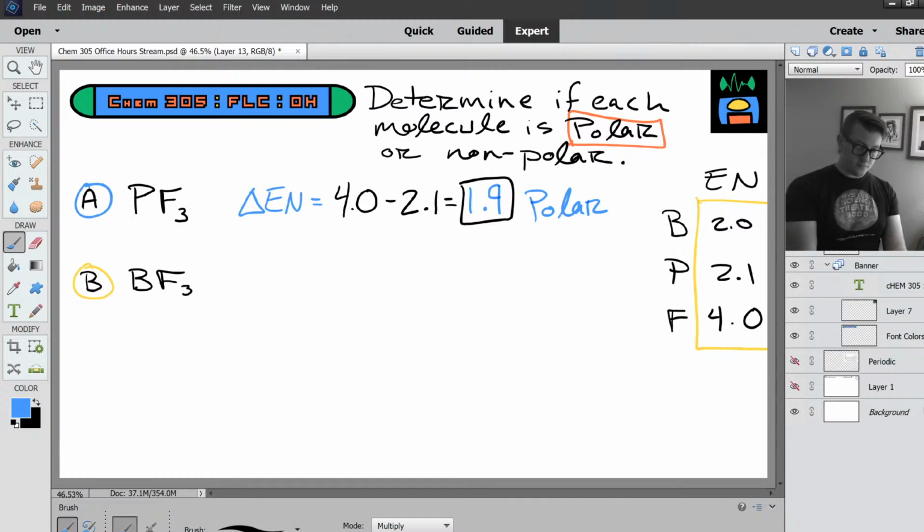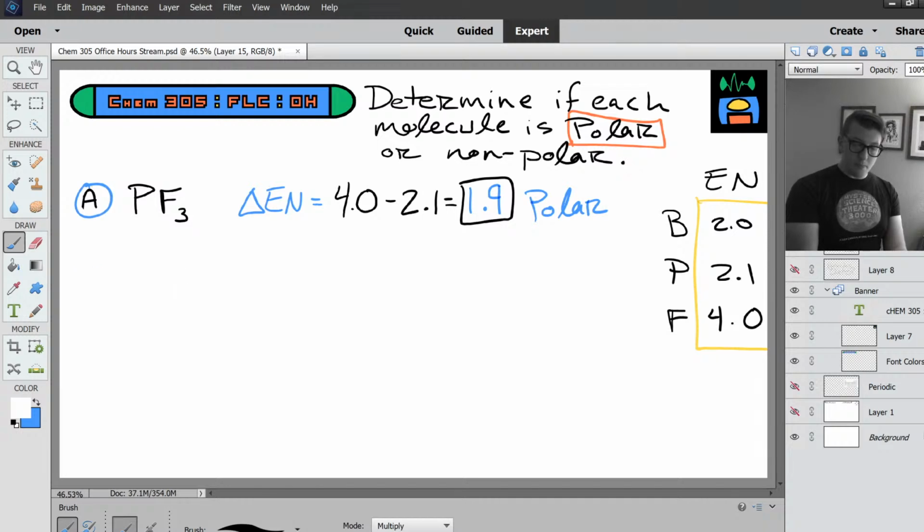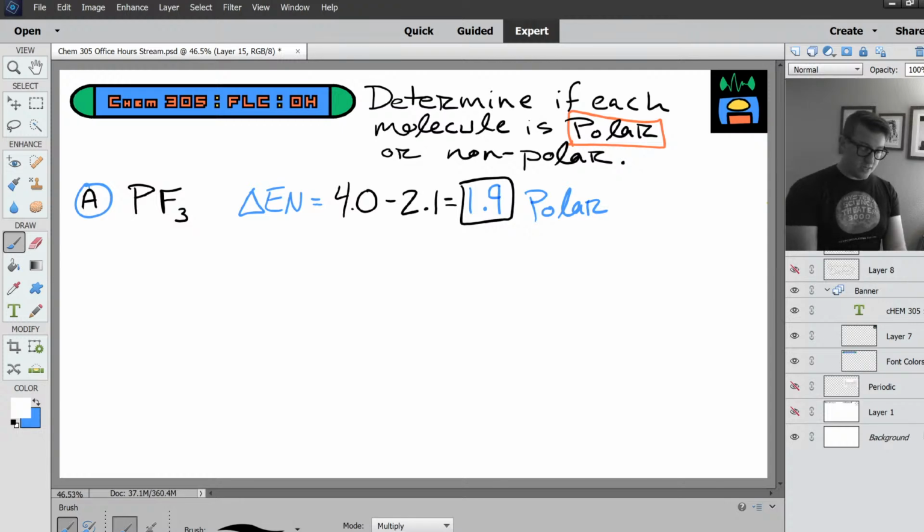Next, we need to draw the Lewis structure. We've got to draw our Lewis structure to determine whether or not this molecule is symmetric. If it's perfectly symmetric around our central atom, then it will be nonpolar because those individual bond dipoles will cancel each other out. If it's not symmetric, then we're polar and everything's good.